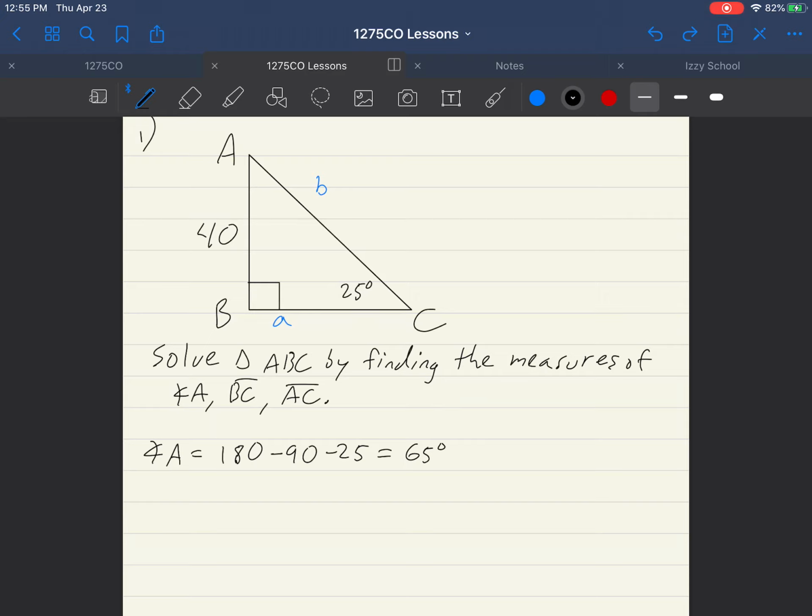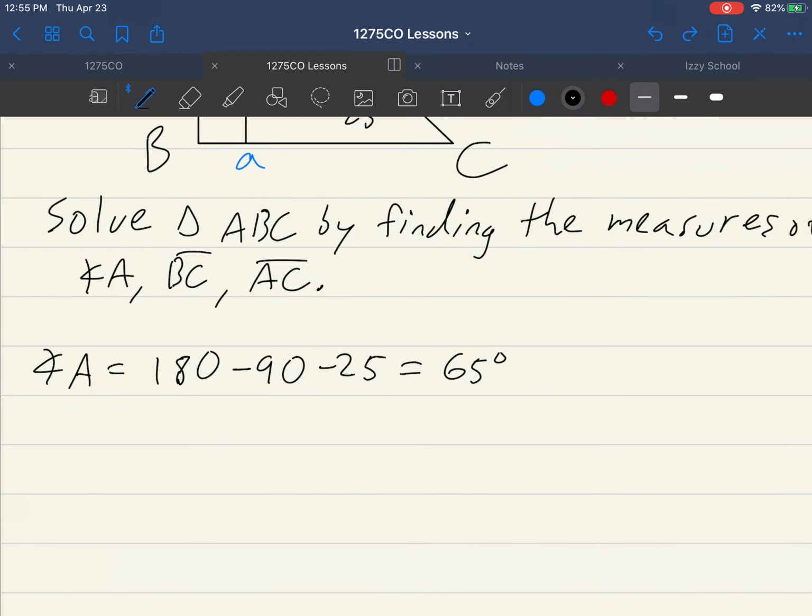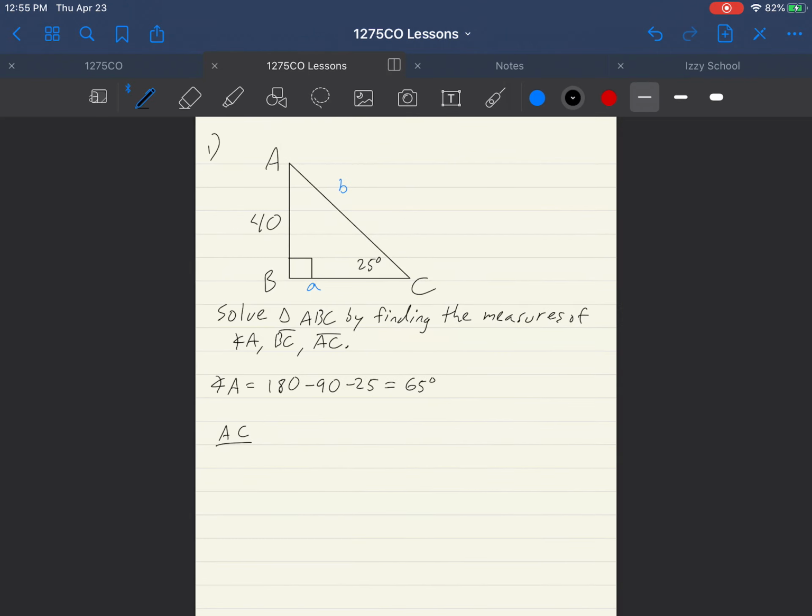So let's look for side AC first, which is the hypotenuse of this right triangle. Right, so let's solve for AC here. And we're going to do that by identifying the information that we're given. Right, we can certainly use this 65-degree angle, but we don't have to. It might be better, in case we make a mistake, to use the information that we're given: 25 degrees for angle C, and a length of 40 for side AB.